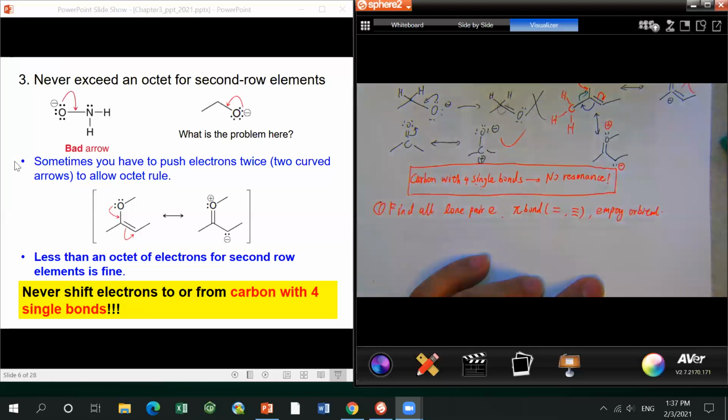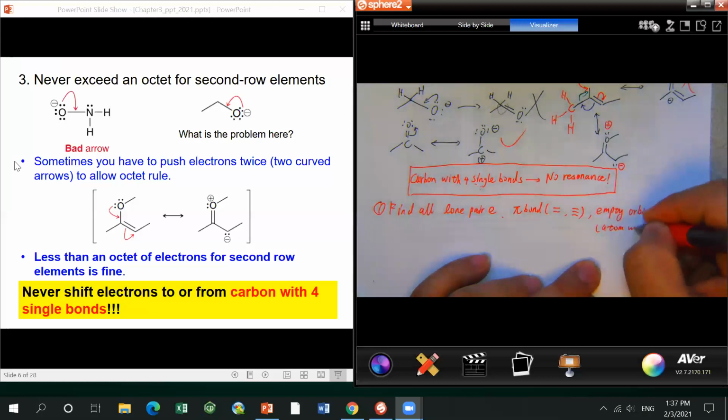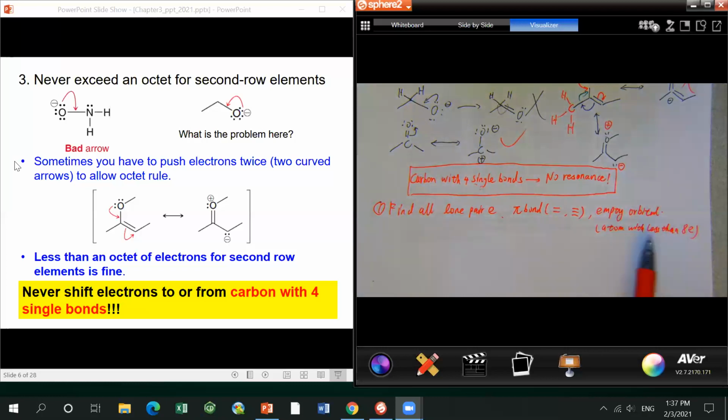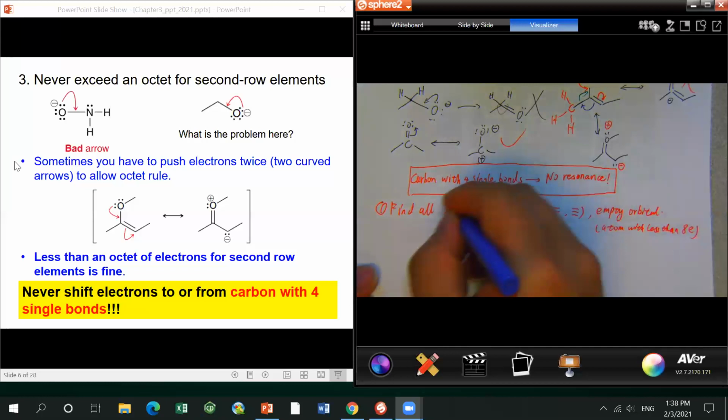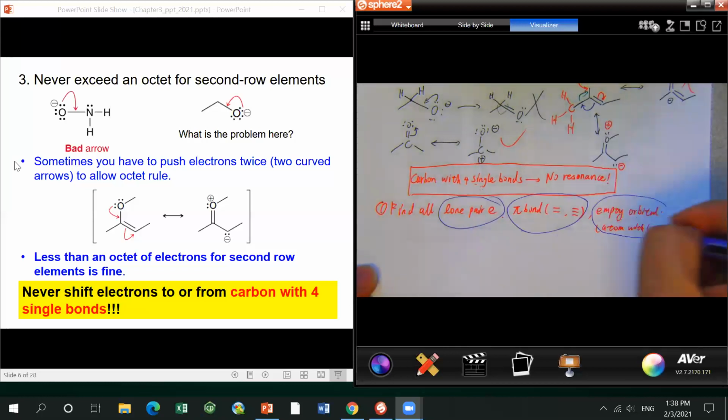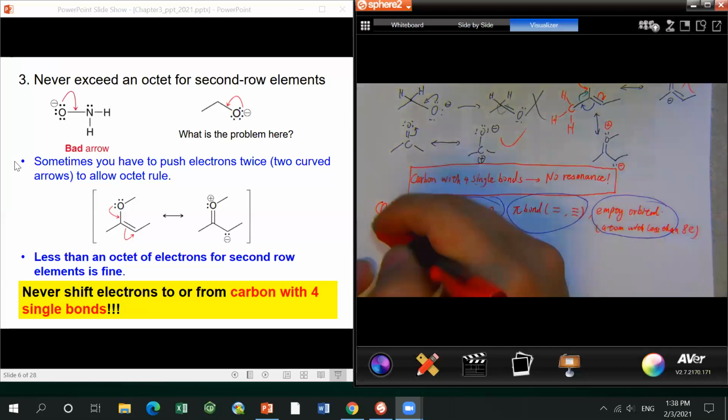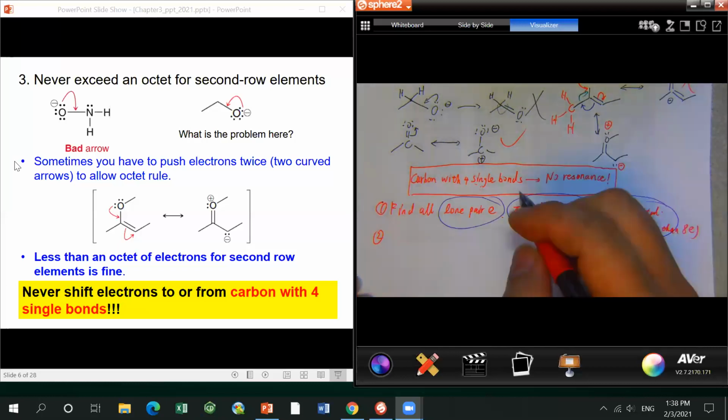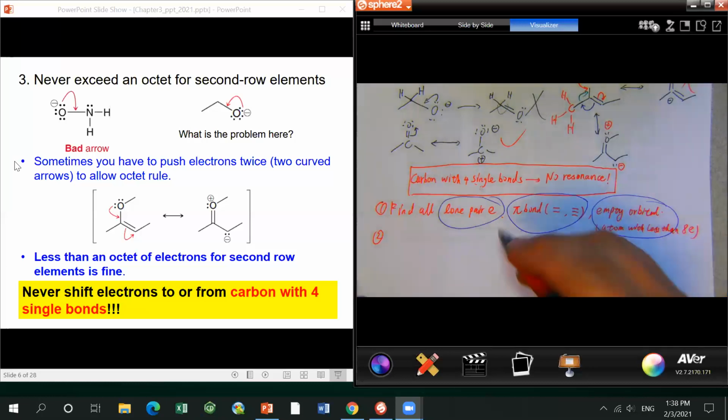Normally it's just an atom with less than 8 electrons. Sometimes this atom is shown with a positive charge, so it's easy to identify, but sometimes it's even neutral. I will show some examples. You need to figure out whether this atom has an empty orbital or not. So that's 3 things you need to find: lone pairs, pi bonds, and empty orbitals. Then second, shift electrons between these three adjacent kinds of things.